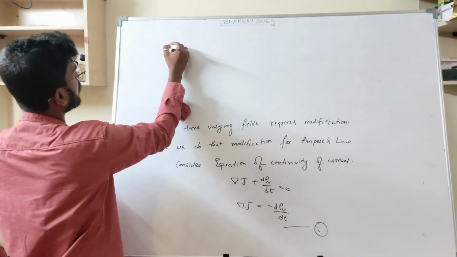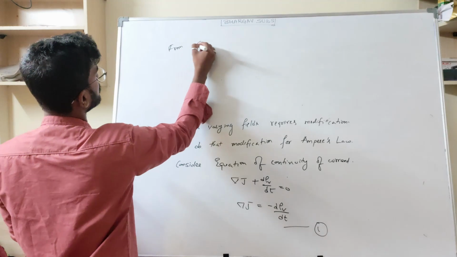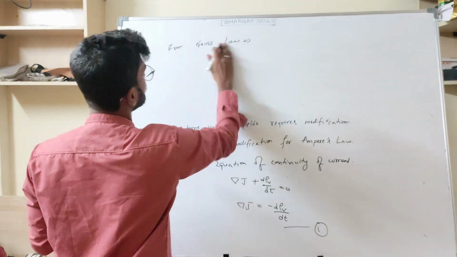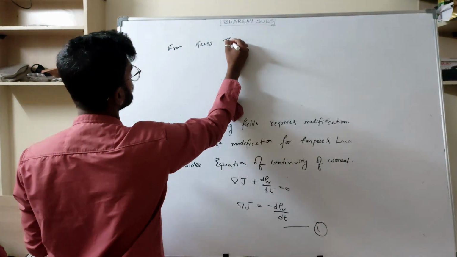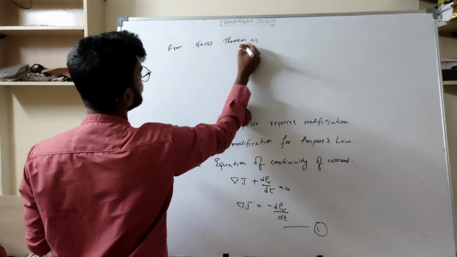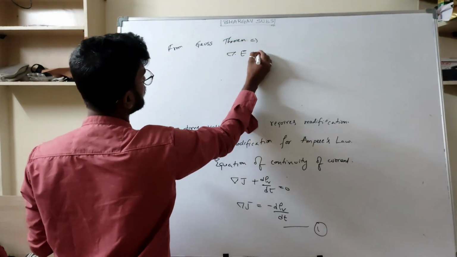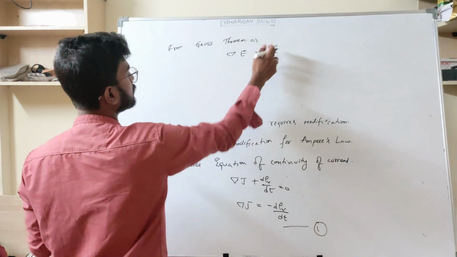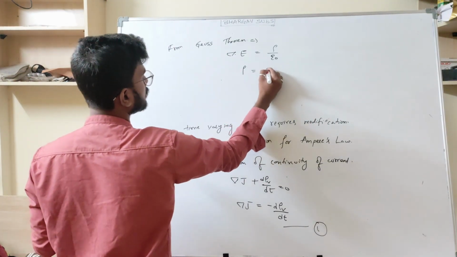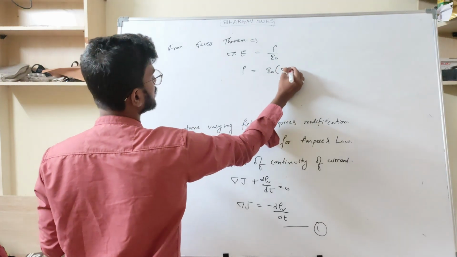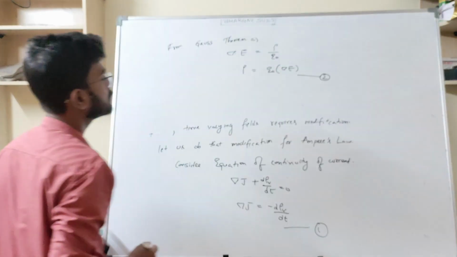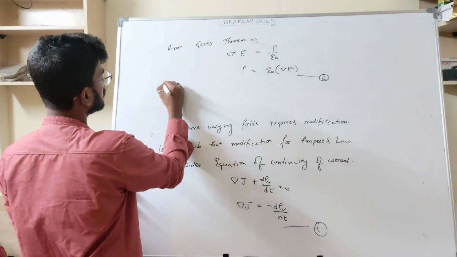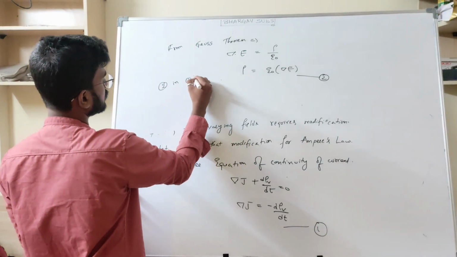So from Gauss's law, the divergence of E is equal to ρ by epsilon naught. Then what is ρ? ρ is epsilon naught times the divergence of E. So this was equation 2. Now I am substituting equation 2 in equation 1. So what will I get?